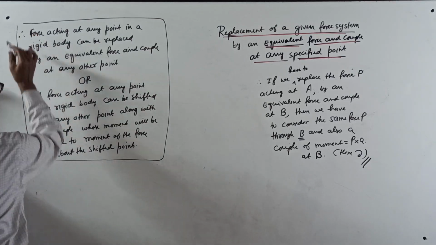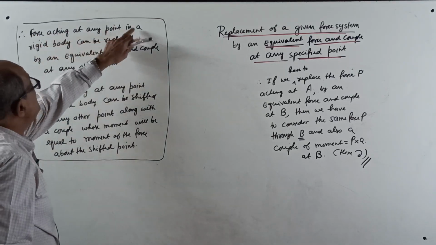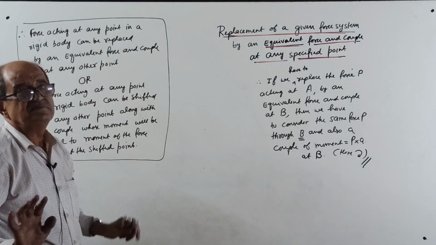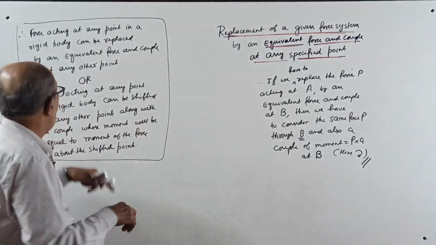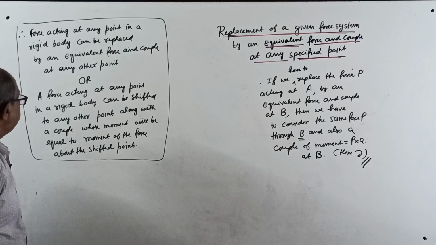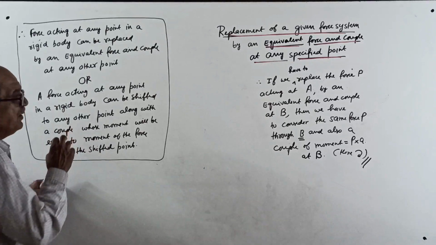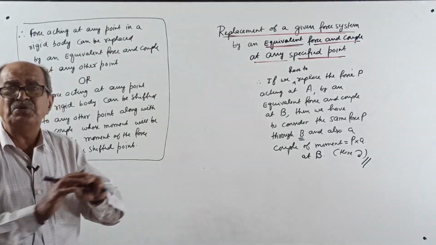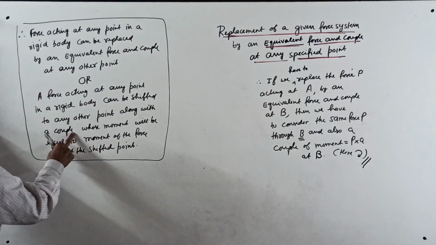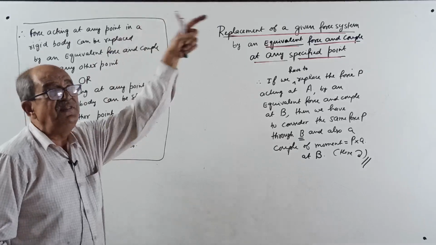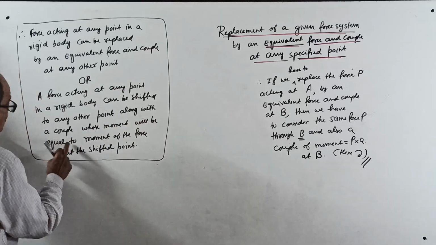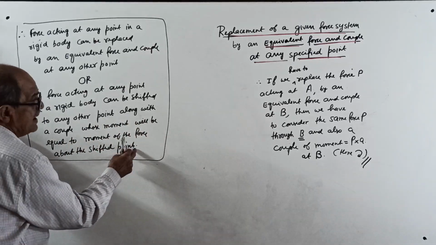I have written it because of saving time. Force acting at any point in a rigid body can be replaced by an equivalent force and couple at any other point. But to make it more clear, you can say a force acting at any point in a rigid body can be shifted to any other point along with the couple. See, force can be shifted means shift the force. If the force is acting, shift the force. Along with means what? Force will come. Along with, you go there, along with him means you also go there. Along with a couple whose moment will be equal to the moment of the force about the shifted point.